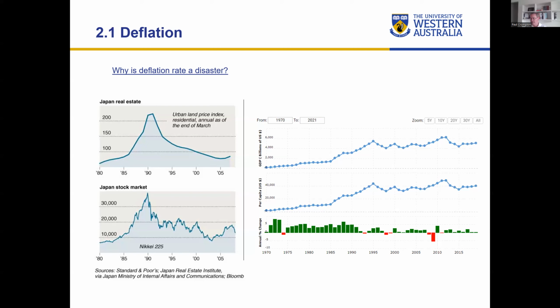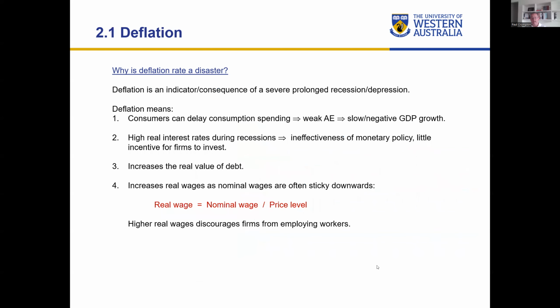So at the very least, in terms of aggregate demand equals C plus I plus G plus NX, we would expect C to fall, we would expect I to fall. So that's the story of Japan. Next thing we have to figure out is, why is deflation a disaster?